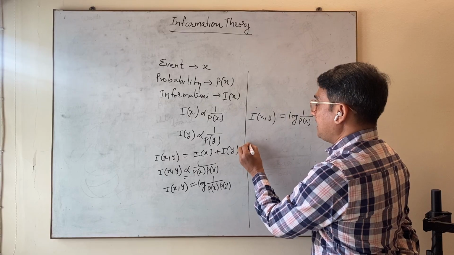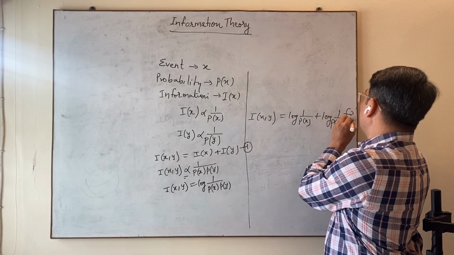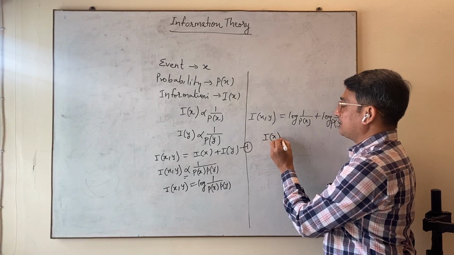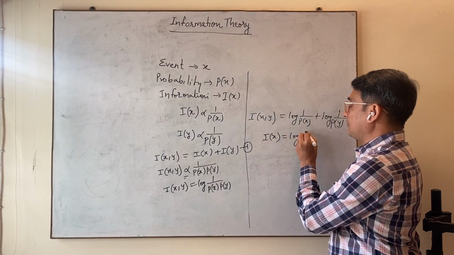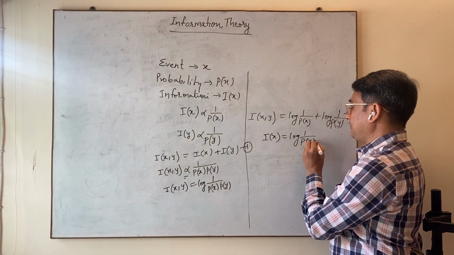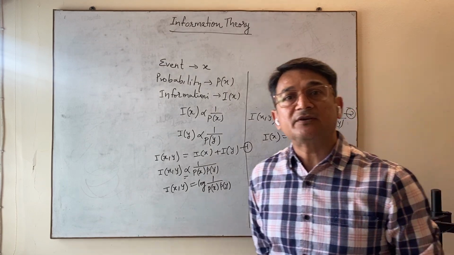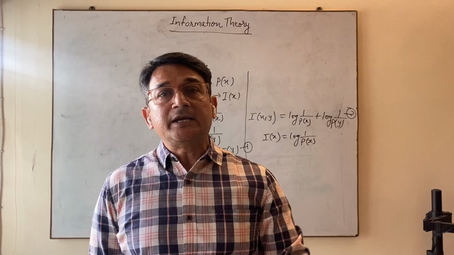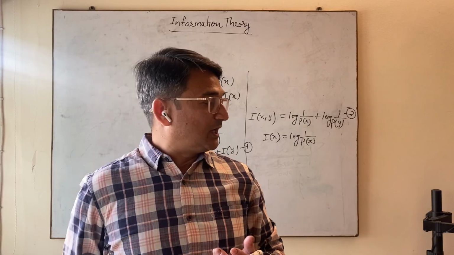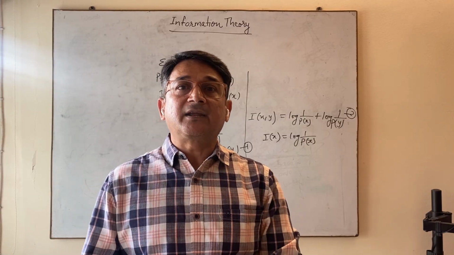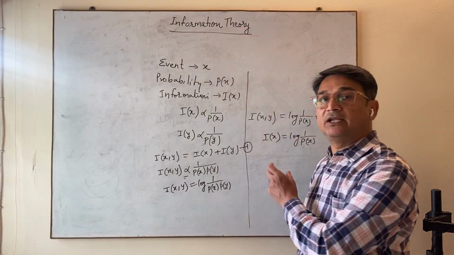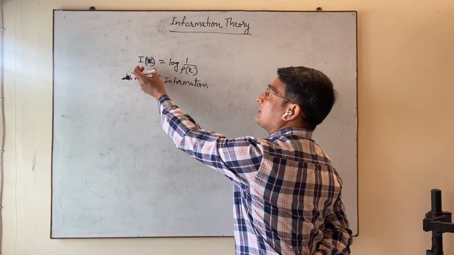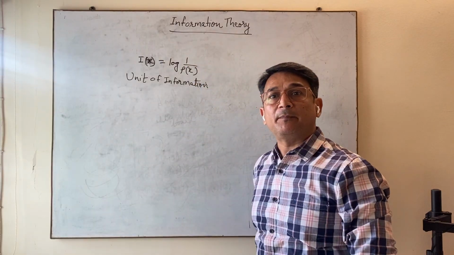From equation 1 and equation 2, if I compare, I can get the equation I of X is equal to log 1 upon Px. So that means if I want to calculate the information of any event, I need to know the probability of that particular event, so that I can calculate the information by calculating the log of the inverse of the probability of that event. We know the formula for information: I of X is equal to log 1 by Px.